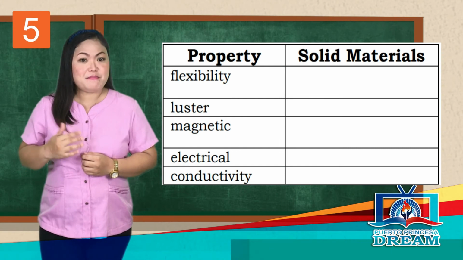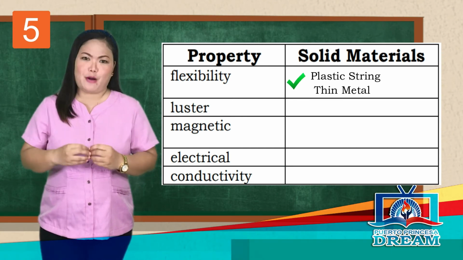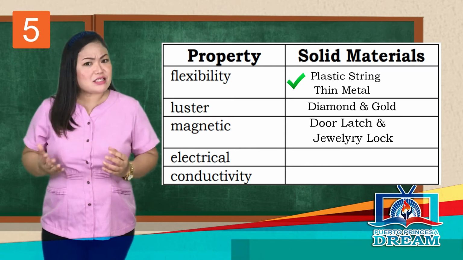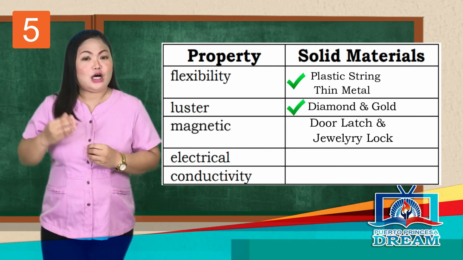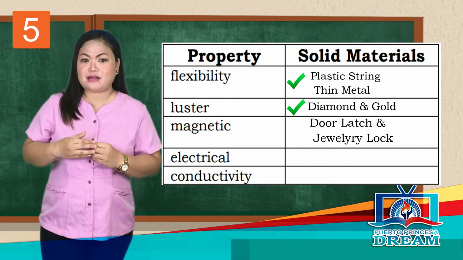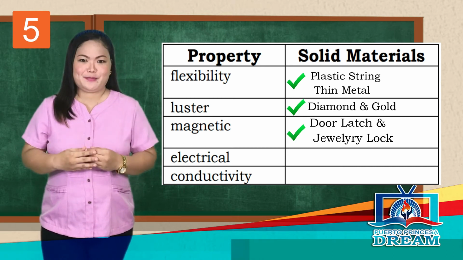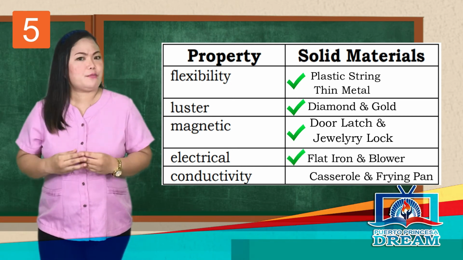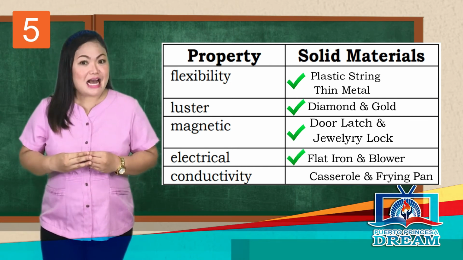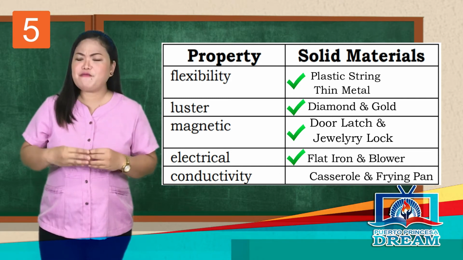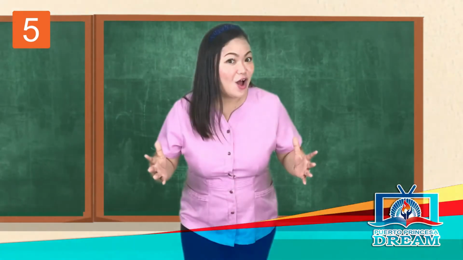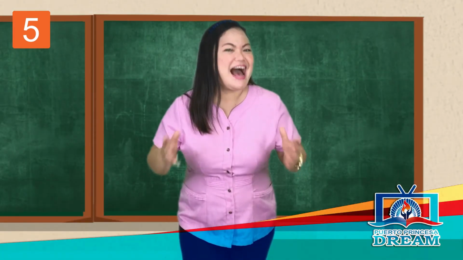Plastic string and thin metal have flexibility property. Diamond and gold have luster property. Door latch and the jewelry locks have magnetic property. Flat iron and blower have electrical property. Casserole and frying pan have conductivity property. Did you get all the correct answers? That's great!